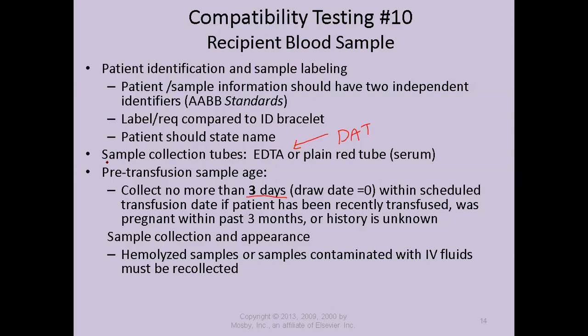And we also want to take into consideration sample age. We want to collect no more than 3 days within the scheduled transfusion date, and the draw date is day 0. Let's say if Monday is the day we're drawing the tube, Monday would be 0, Tuesday would be 1, Wednesday would be 2, and Thursday would be day 3. We don't want to collect too far in advance if the patient has been recently transfused or was pregnant in the past 3 months, or the history is unknown. So we really ideally want to repeat testing every 3 days.